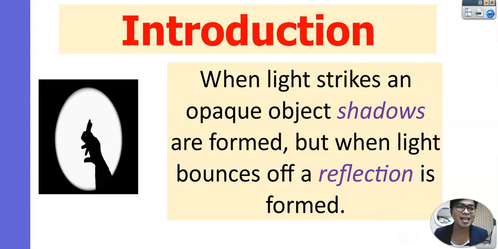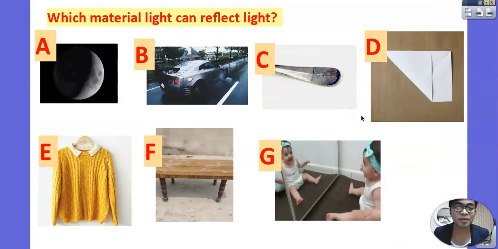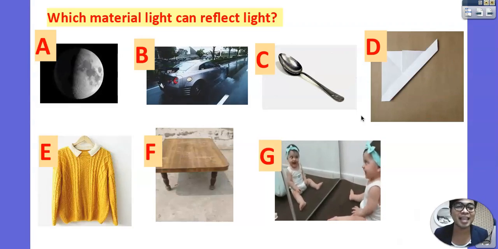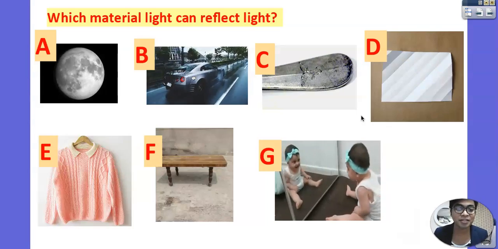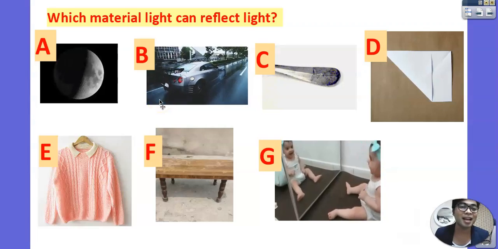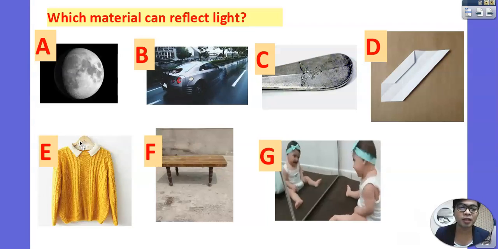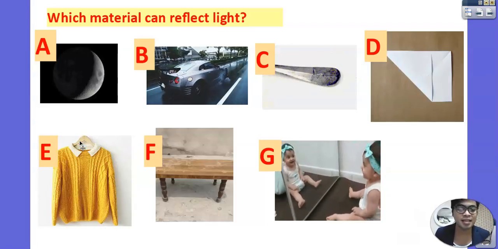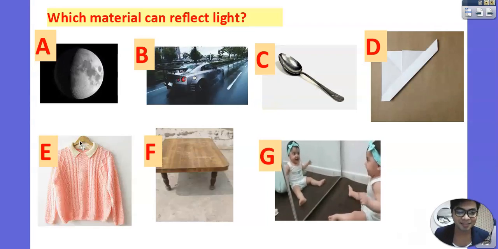So what is a reflection? Let's take a deeper look at reflection. Let's answer this question and investigate the materials right over here. I have 7 materials, and I want you to identify which materials there can reflect light. You can answer multiple letters here. You have A, B, C, D, E, F, or G. So which do you think can reflect light?